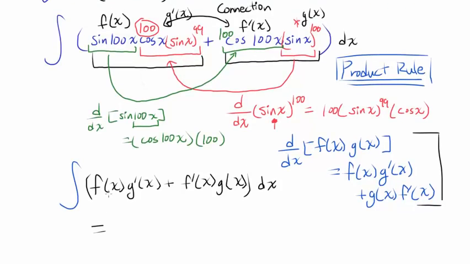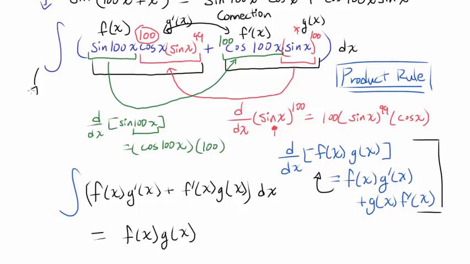So what do you have to differentiate to get the thing inside? So what happens when you integrate it? Well, you're just going to go backwards. So you're going to get f of x times g of x. So the solution to this is going to be f of x times g of x, or sine of 100x, that was f of x, times g of x, which was sine of x to the 100th power.